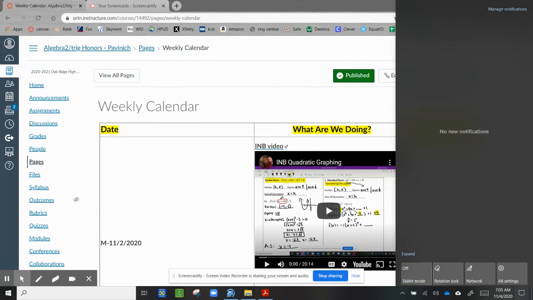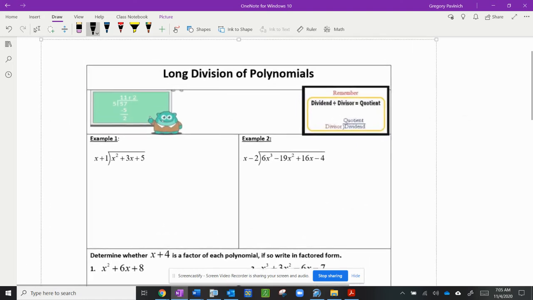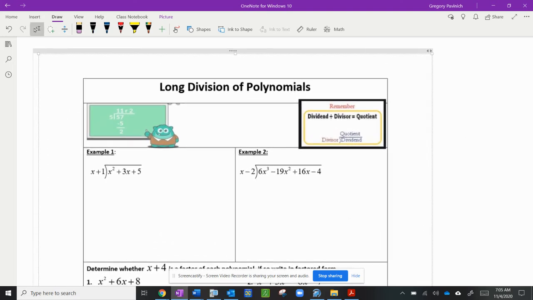Hey, today we are going to work on long division and synthetic division of polynomials. The first case I'm going to look at is long division of polynomials. The first thing that we're going to do is remember the parts.